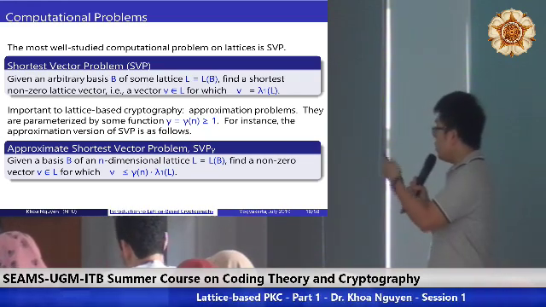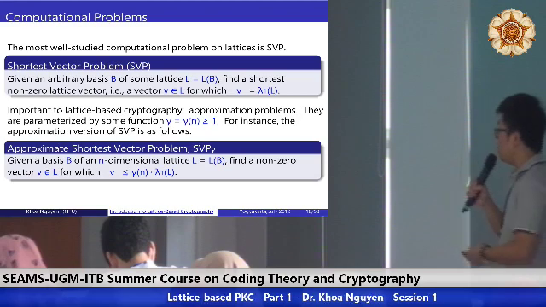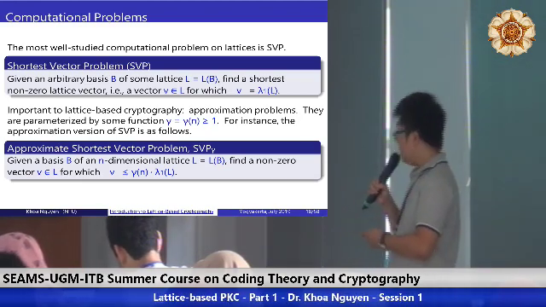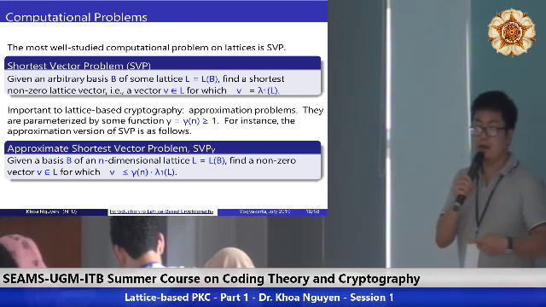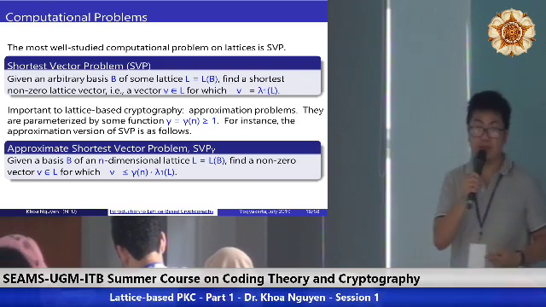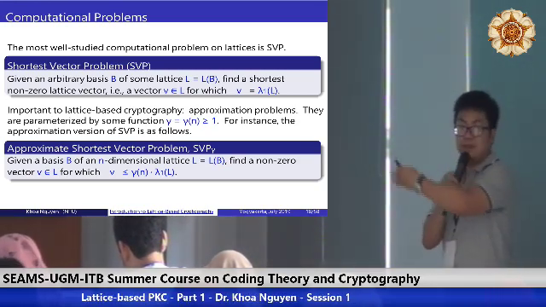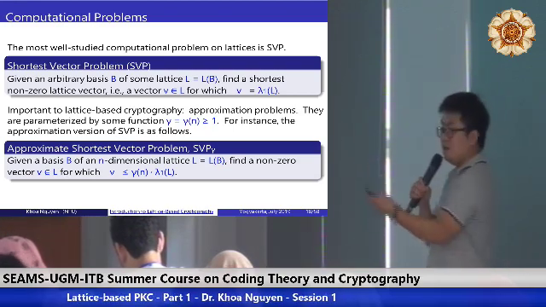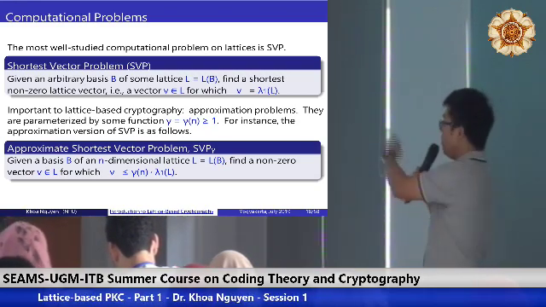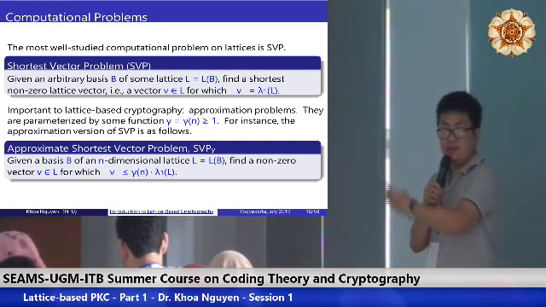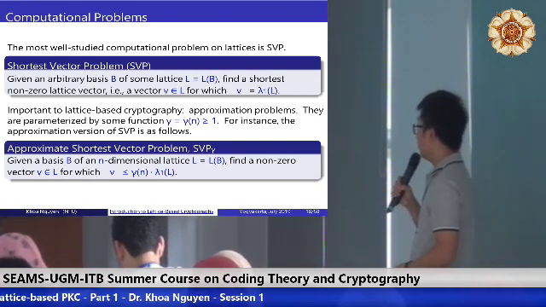And the approximation version of SVP is as follows. We call it SVP gamma. Also given a lattice, but now the problem asks to find some non-zero vector v such that the norm of v is at most gamma times the shortest vector in the lattice. So this is a relaxed version. It's still hard, but it's easier than the exact version. Basically, now it's asking you to find a vector that is slightly longer than the shortest vector. If gamma increases, the problem becomes easier and easier. Any questions? Okay.